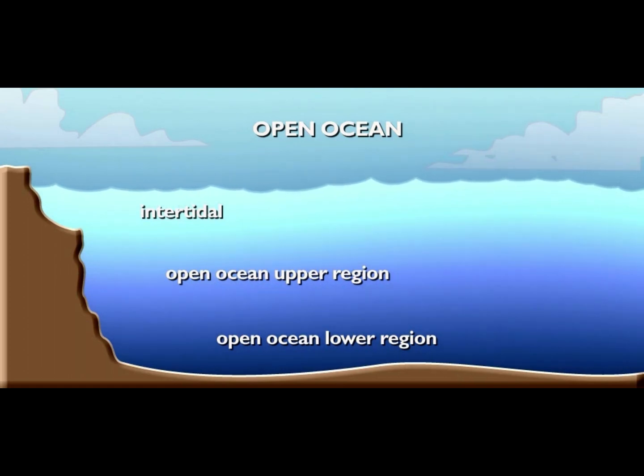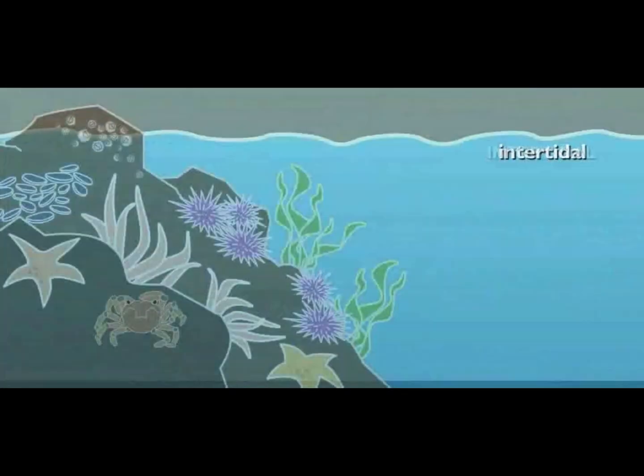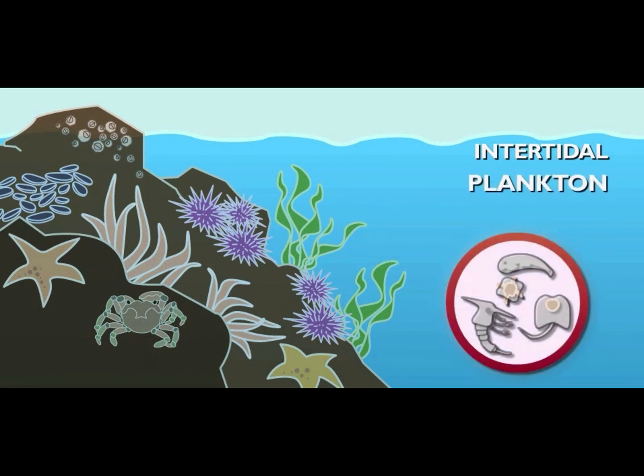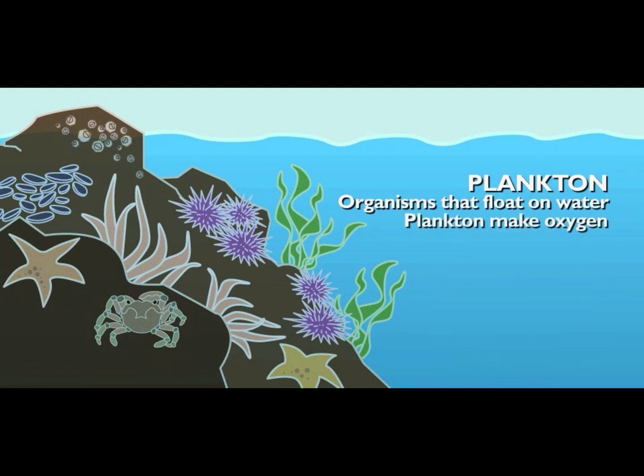The shallow end is the intertidal. This is where the tide comes in and out and is the top part of the water. Crabs, mussels, and barnacles live in this zone. So do plankton. Plankton? Plankton are organisms that float on water. They are very small, but very important. They make oxygen. What about the other zones?